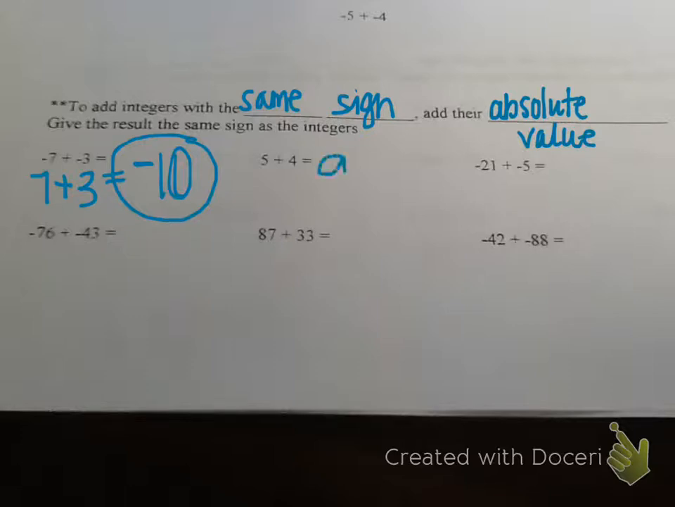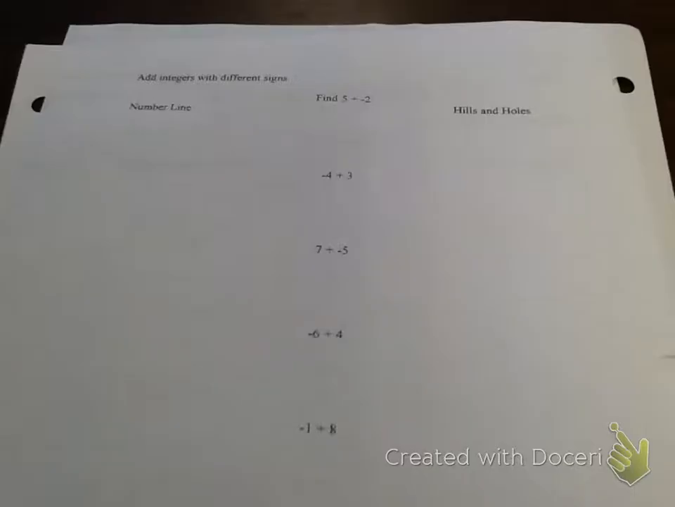5 plus 4 is 9. Negative 21 plus negative 5 is negative 26. And you go ahead and try those next three. And then turn your paper over.